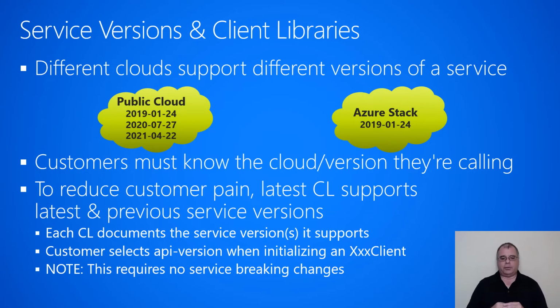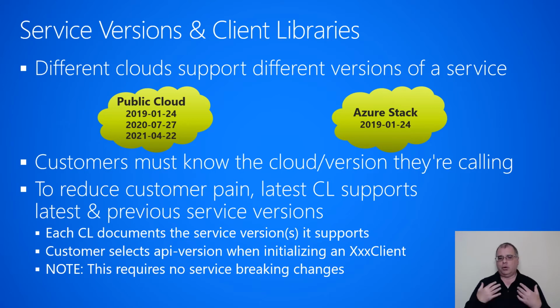Let's talk about service versions and client libraries now. Well, different clouds can support different versions of a service. In Azure, we have public clouds, and then we also have Azure Stack Hub. And it could be that we have a service running in the public cloud, and maybe it supports 3 different API versions. But maybe in Azure Stack Hub, we have the same service running there, but it may only support one of those versions. And because it's customers who control when to upgrade Azure Stack Hub, whereas Microsoft controls how to update their public cloud data centers.